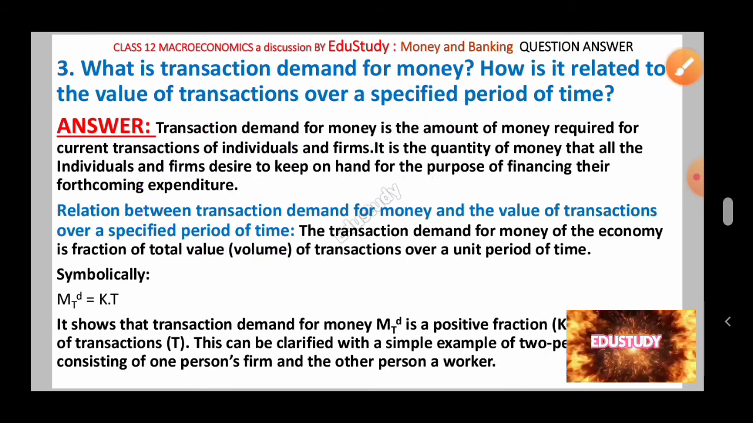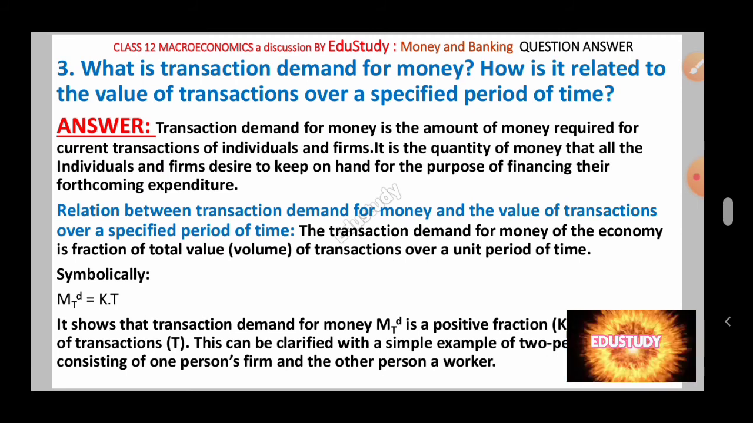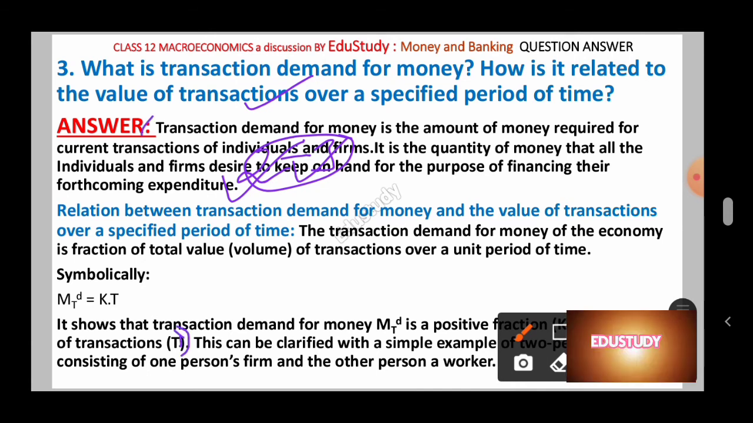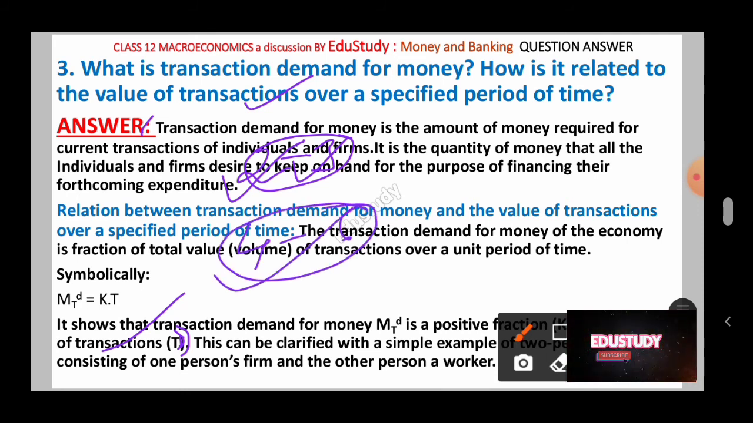This can be clarified with a simple example of a two-person economy consisting of one person's firm and the other a worker. Here I want to mention that if this question carries 2 or 3 marks, then you only have to write from the beginning till here, and your answer will be complete according to the marks. Otherwise, if 4 to 6 marks are allotted to this question, then you have to give this example.